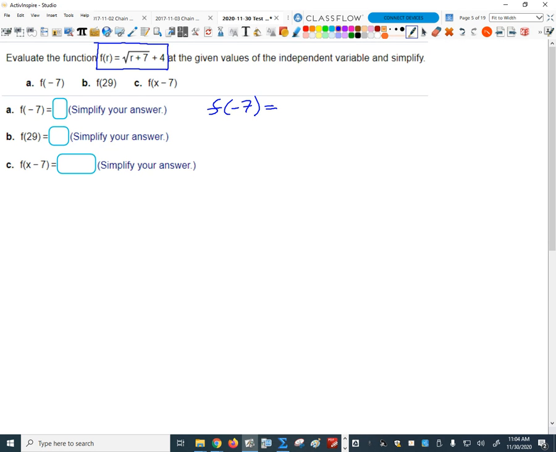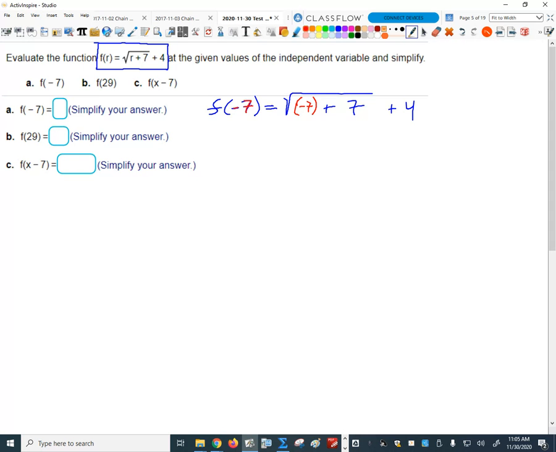Plug the -7 into the r. There you go. Good. So every place up here in my function where I have an r, I'm just going to open up an empty set of parentheses, right? And that's where I'm going to be plugging in that -7. So I'm going to have an empty set of parentheses +7, and then outside of the radical, I've got a +4. So that's going to be a -7.